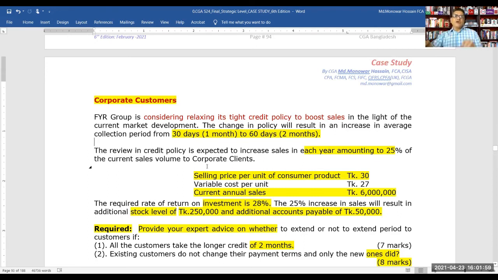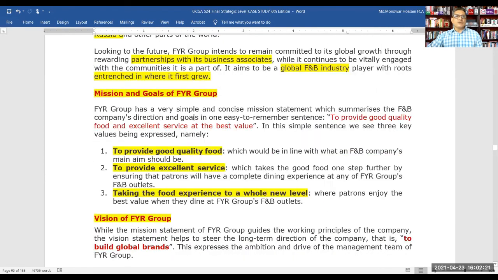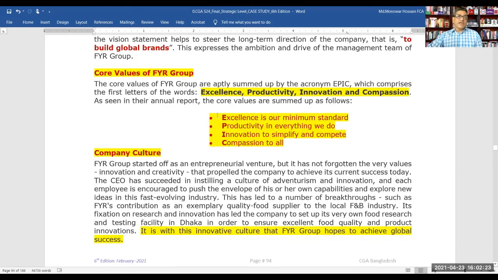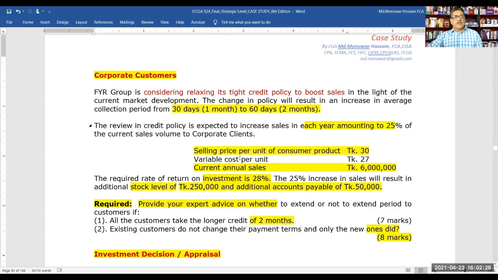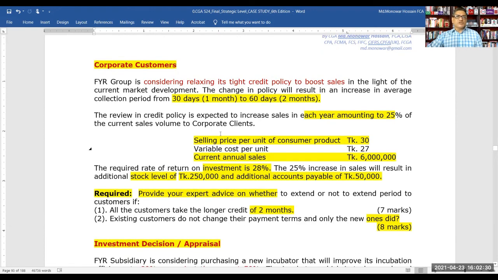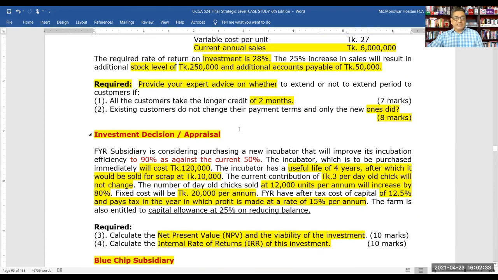That time we have to find out all of the items. That's why when we study or read that type of case study, first we have to mark the key points which they are asking. You can write in different colors also for understanding. So here we learn there. This company has mission, vision, mission statement, core values, company's culture, corporate customer issue, credit policy changing issue, and investment decision with a subsidiary company.